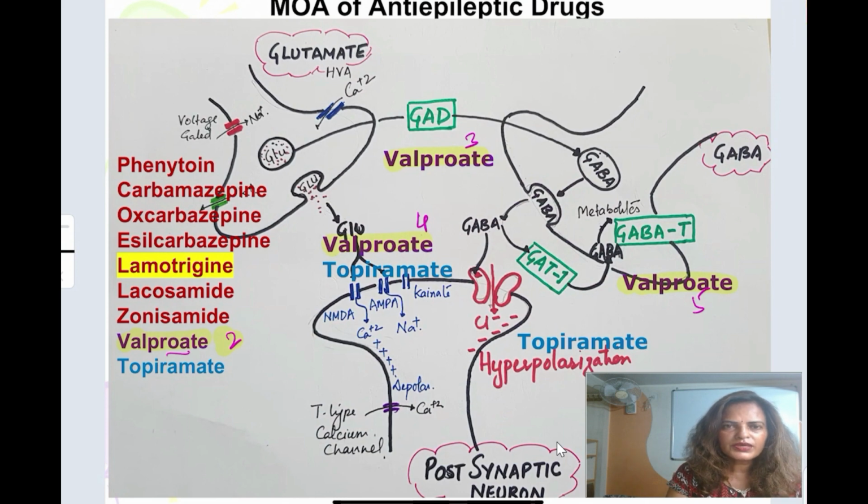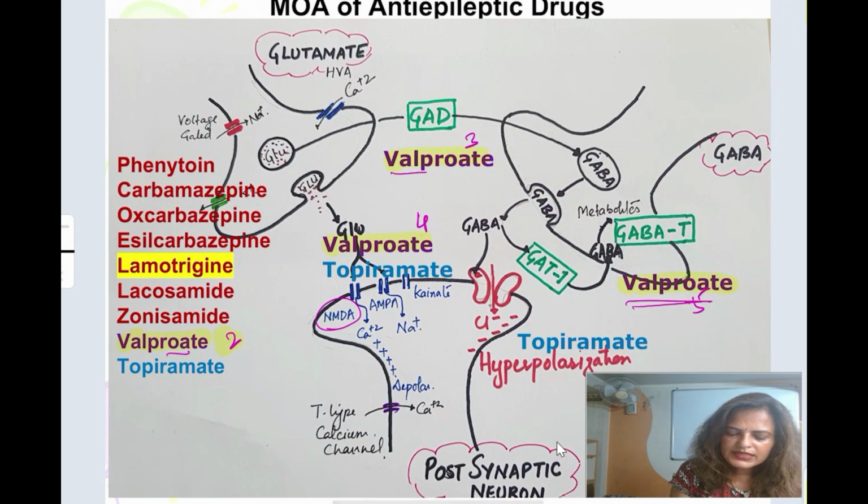Now how is it going to inhibit the glutaminergic? By prolonging the inactivation of the sodium channel. It is going to act on the NMDA receptor. It is going to block its action on the NMDA receptor. Okay. Then after that, the T type of calcium channel on the thalamic neuron, it is going to act over there. Now how is it going to increase the GABAergic transmission?